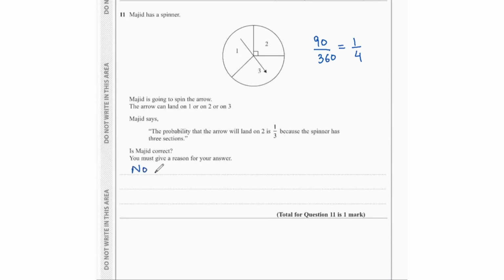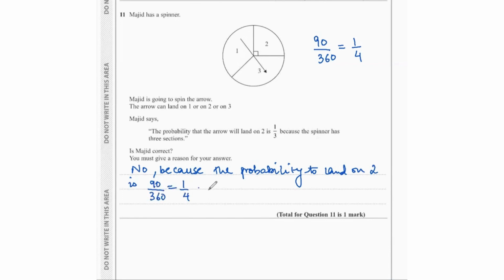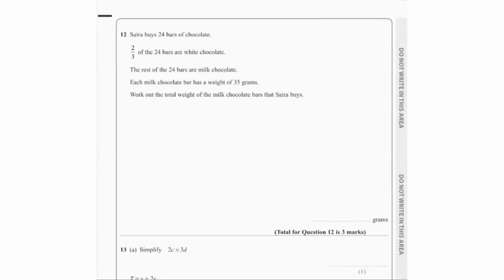So no, because the probability to land on 2 is 90/360, which equals 1/4. So that's your answer.